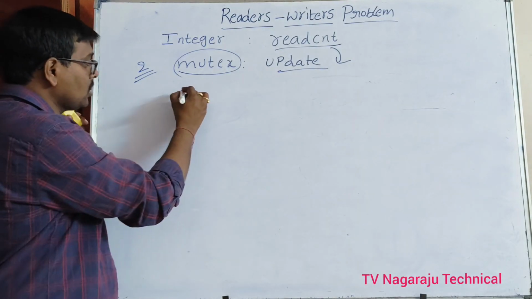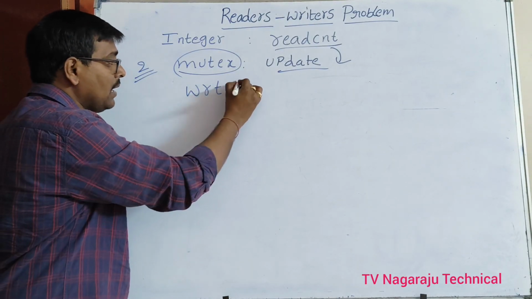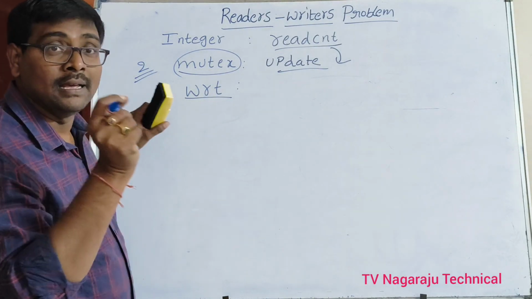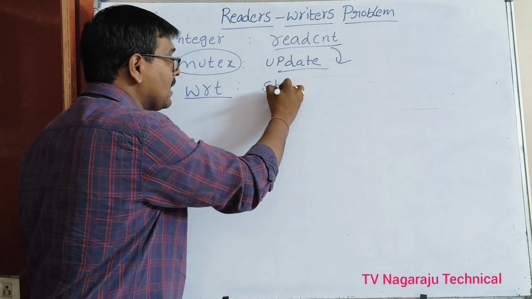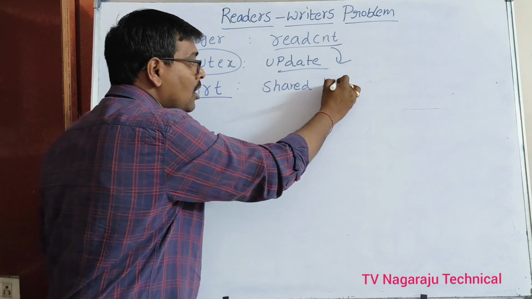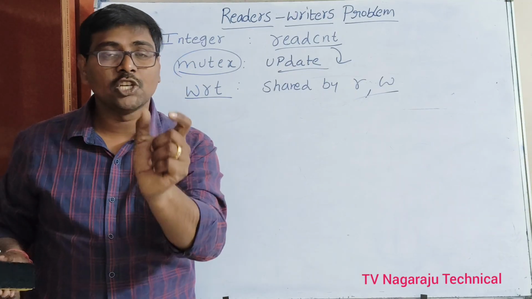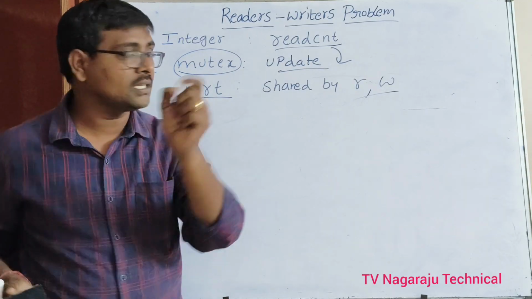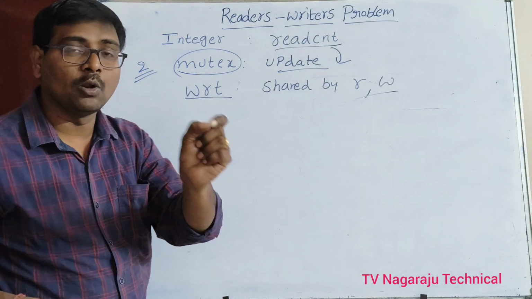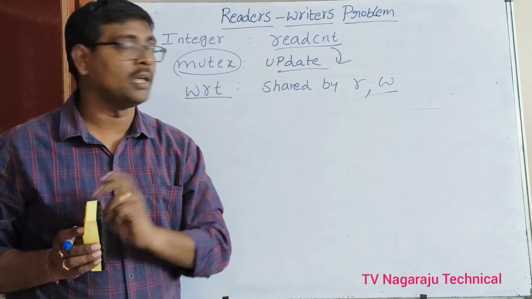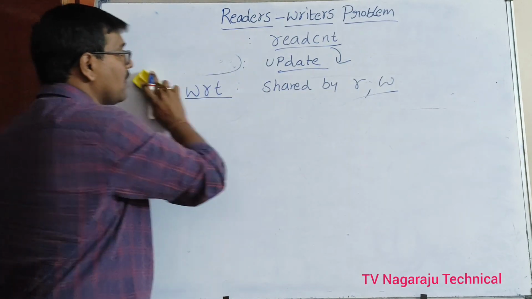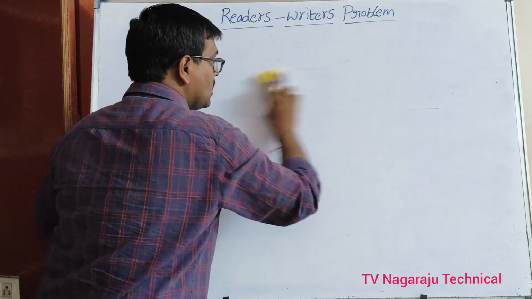And lastly, one more semaphore, WRT. This is the semaphore that is shared by both readers and writers, which is used to control access to the critical section. Anyway, we will discuss each and everything by considering the procedure.